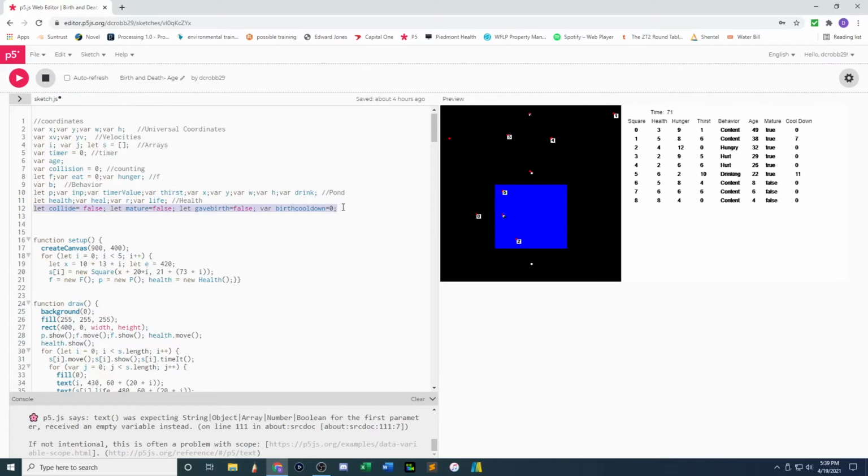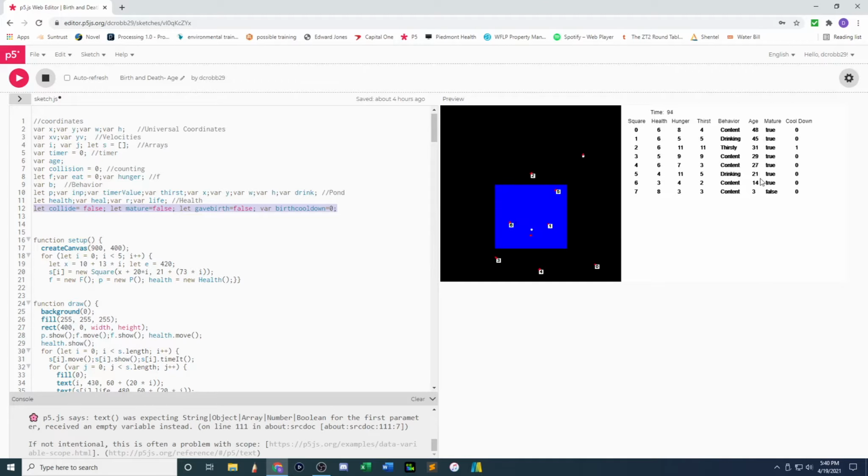So I added collide. This is all based on if a square runs into another square. This is not coding desire yet. Not coding if they're content. So a square can be hungry or thirsty. It's just if it runs into another square and it's mature, then it will pop out a baby, much like life.